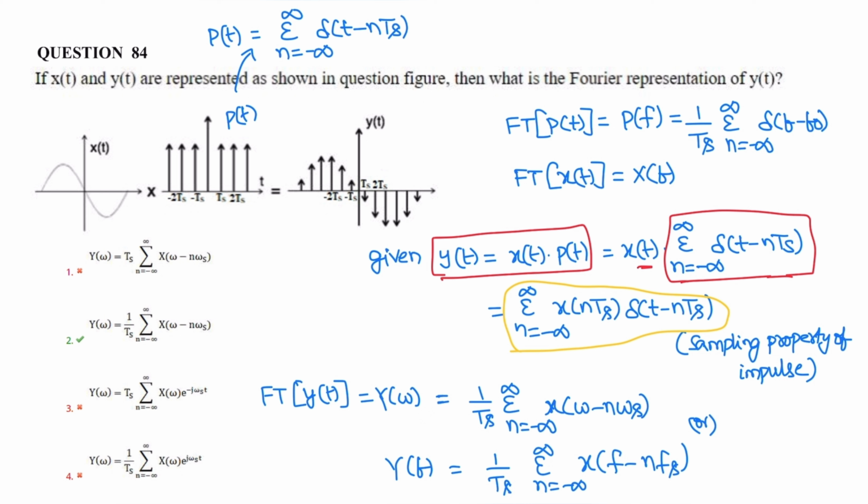Now apply the Fourier transform to signal y of t. The Fourier transform of y of t is Y of omega. So it is 1 by Ts sigma n equals minus infinity to infinity X of omega minus n omega s. In the frequency domain, 1 by Ts sigma n equals minus infinity to infinity X of f minus n fs. So the correct option is 2.